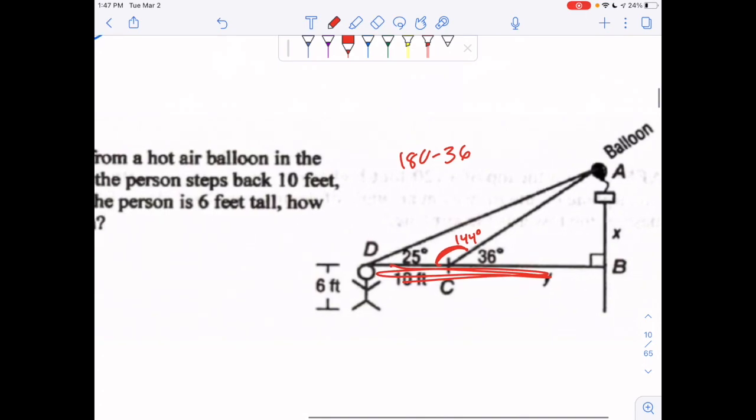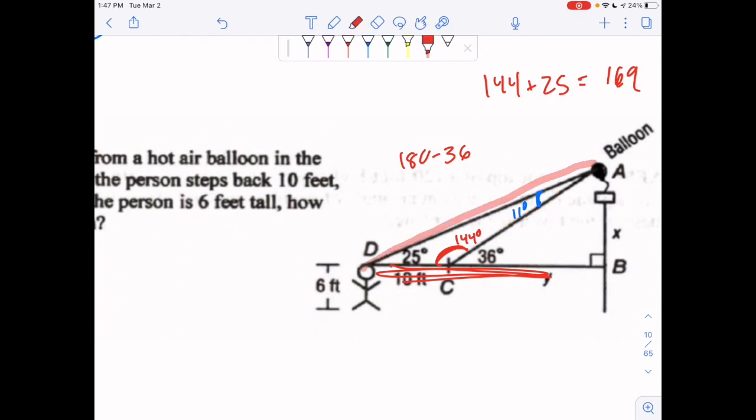So now what you could do here, once you have that angle, you can actually solve for this angle here, right? So yeah, 144 plus that 25, right? That equals 169, which then means that this blue angle here is 11 degrees. Okay, do we see that? So now you have all three angles here. So we're just focusing on this triangle here. Okay, this triangle, which is not a right triangle.